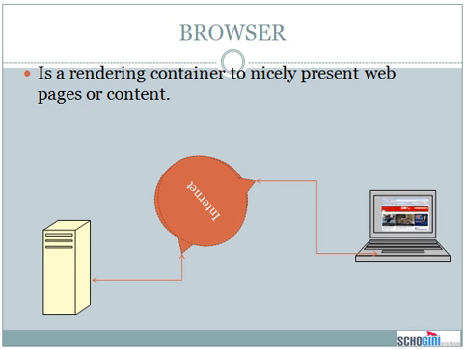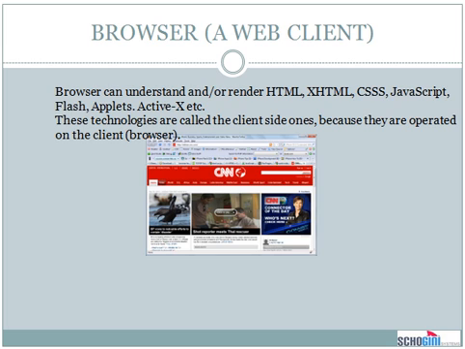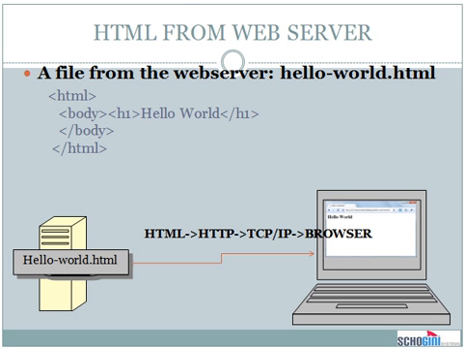A browser is a rendering container which gives a cross-platform compatible presentation system to nicely present web pages or content. And a browser usually can understand HTML, XHTML, CSS, JavaScript, Flash, Applet, ActiveX and so on. These are all client-side technologies because they are operated on your PC within the browser. Let's look at how HTML works.